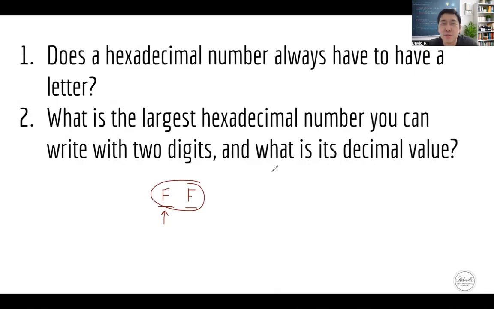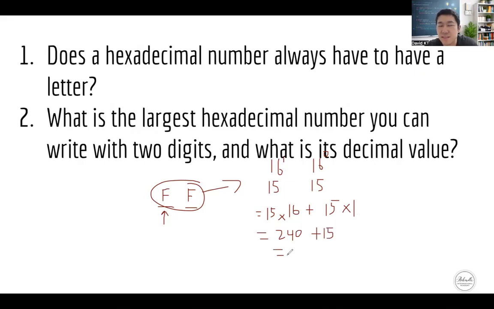Now, let's convert FF to decimal. What is the decimal value? Well, F is 15, and F is also 15. This is the 16 to the 0 power column. This is the 16 to the first power column. So we end up getting 15 times 16 plus 15 times 1, which gives us 240 plus 15, which gives us 255.